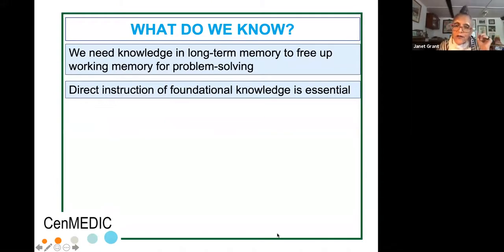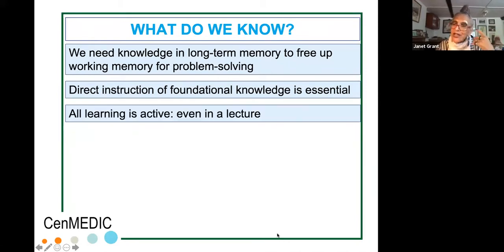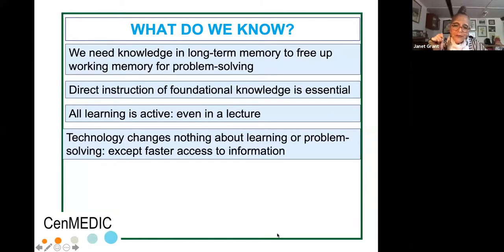We know, being educational psychologists like me, that direct instruction of foundational knowledge is really essential. It's the most efficient thing you can do. We also know that all learning is active, even in a lecture. Just because you can see people doing things doesn't make it active learning. You can watch somebody reading a book. What's going on in here is very active.